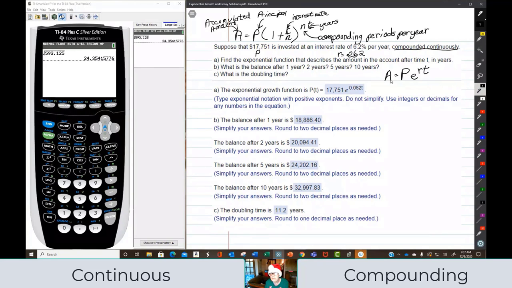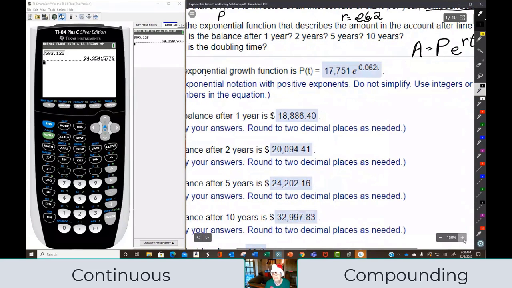We're going to put that information into this general formula and come up with this specific formula, which is, now I can make this bigger, 17,751, all right, that's your principal, times e raised to the interest rate, written as a decimal, times t. This is called the specific formula.